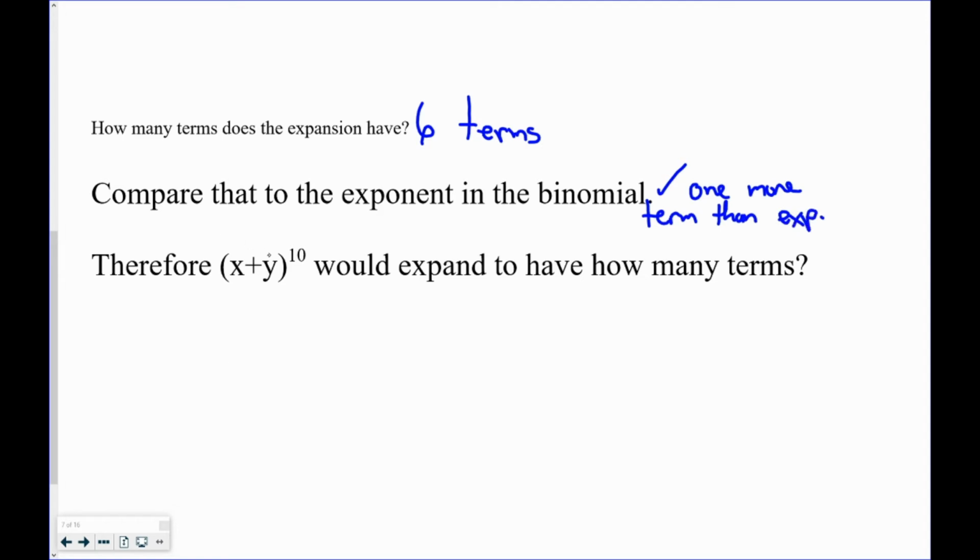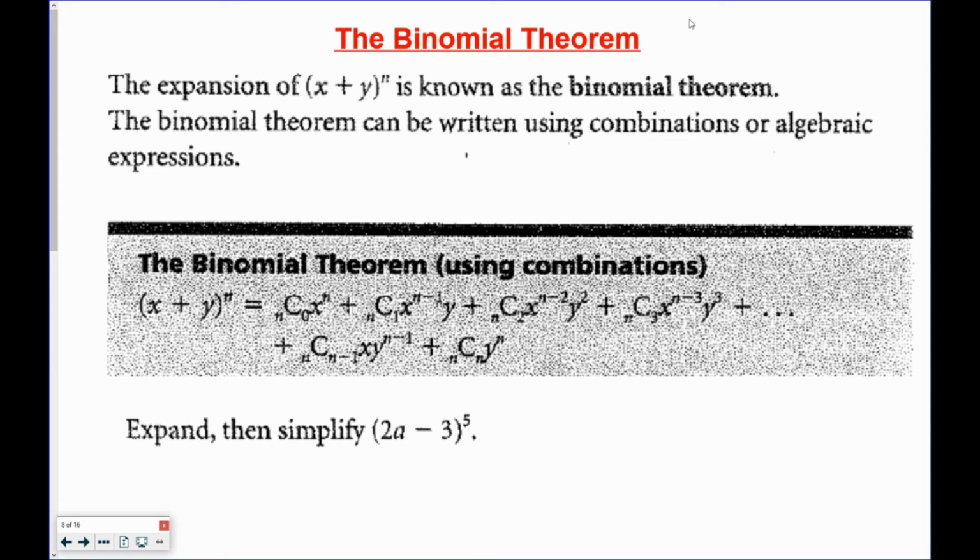Okay, so if they just said how many terms would this have if you expanded it, well, you're not going to expand it. You're just going to say, well, the power is 10, so it's going to have 11 terms. Yeah, you guys are so smart.